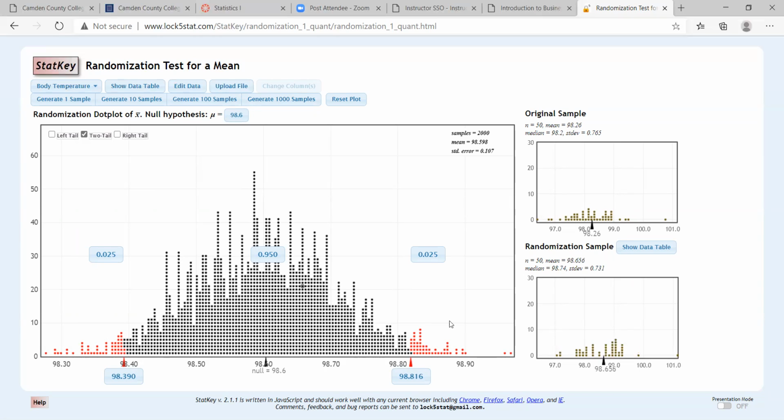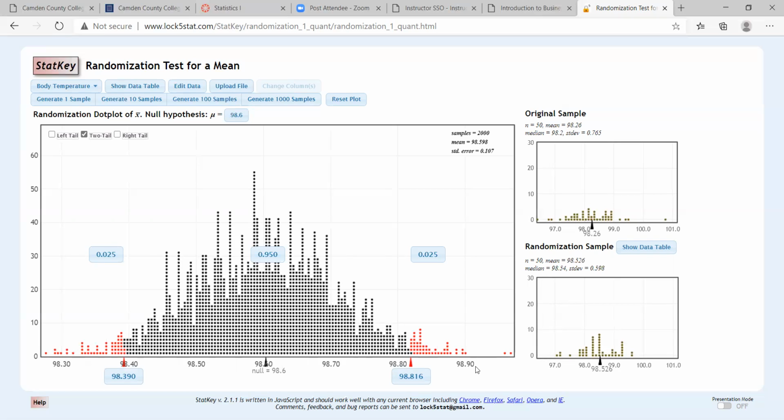Now, how do I know it's alpha equal to 0.05? Because it splits these samples into two tails. We see the red on the left and the red on the right, the dots on the left, dots on the right. And it takes half of the alpha and puts it to the right and half to the left, right? So we know that 0.025 plus 0.025 is 0.05. And therefore, the alpha that's being assumed here is 0.05, but it's a two-tailed test.